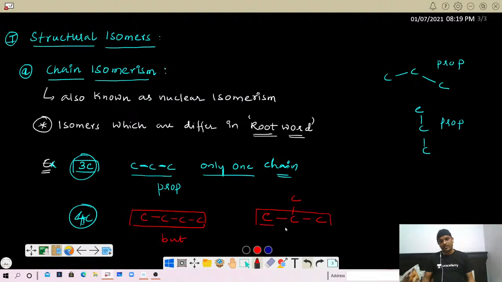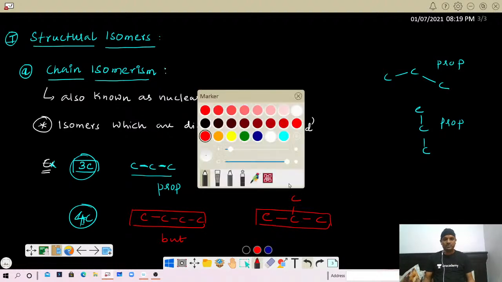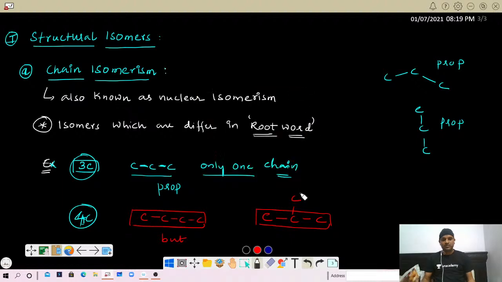So there are 3 carbons in the chain and one is taken as a branch. However, the total carbons in this system are 4 only. Yes, perfectly. Now this is but. Then what is the name of this root word? It is prop. We can't say it is but, right?